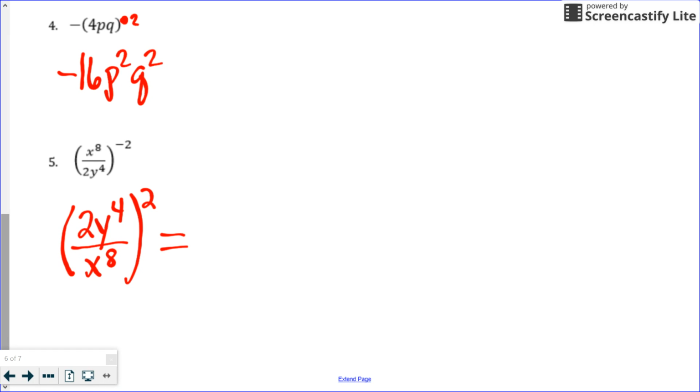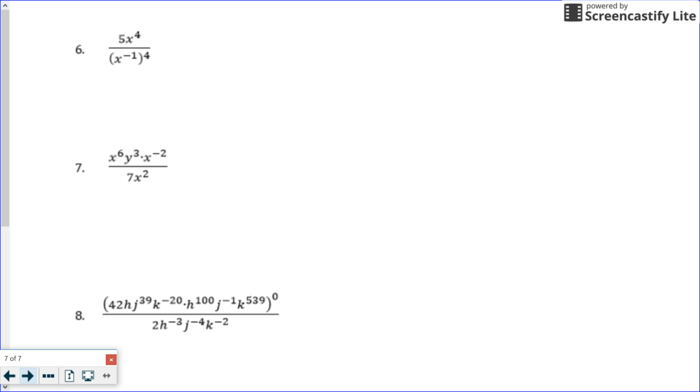So now I've got 2 squared, which is 4, y to the 4 times 2, which is 8. On the bottom, I've got x to the 8 times 2, which is 16. And since these guys are different bases, I can't do anything with them, so that's my final answer.